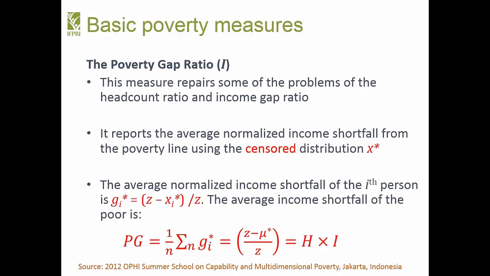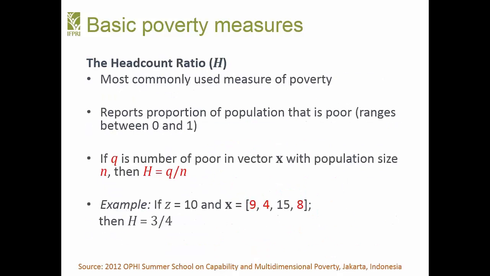Okay, so example. Again, taking the example as before, where you have the four people with these incomes, what is the shortfall? 10 is the poverty line. The mean of the poor is just taking the mean of 9, 8, and 4. So 3 people are poor. We take the average, that's 7. So it's 10 minus 7 over 10, it's 0.3. Okay, so the income gap ratio is 0.3. The headcount was 3 over 4, 0.75. Okay, everybody following so far? Okay, good.